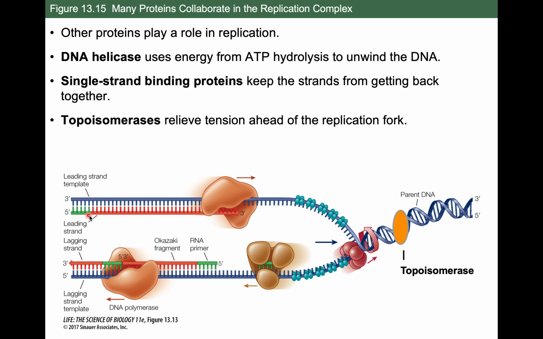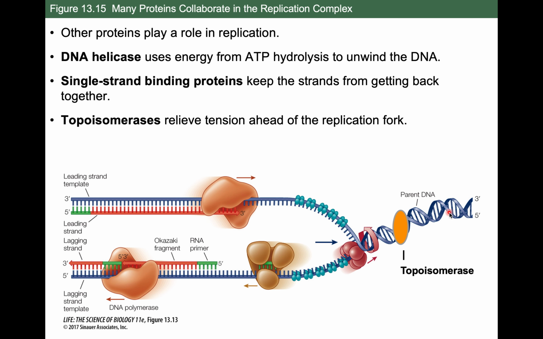Okay, here's a G, let's pair it with a C. Here's a T, let's pair it with an A, all the way down the line. And it'll just keep going, right? It's basically just going to follow along behind that helicase as far as it goes, maybe even to the end of the chromosome, assuming it makes it that far.